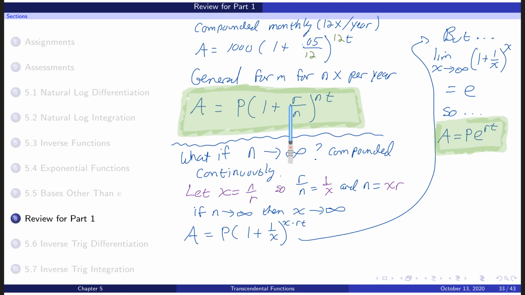I'm going to replace r over n with a statement. I'm going to let x equal n over r. So that's not quite matching this. What's happening is that's the reciprocal of x. So if x is n over r, then r over n up here is 1 over x.